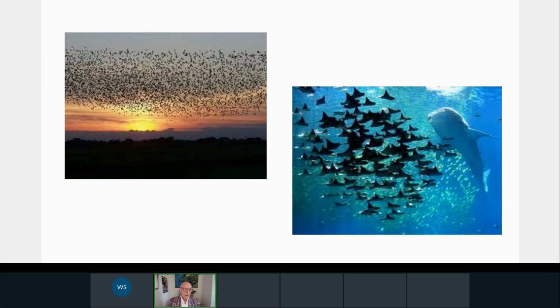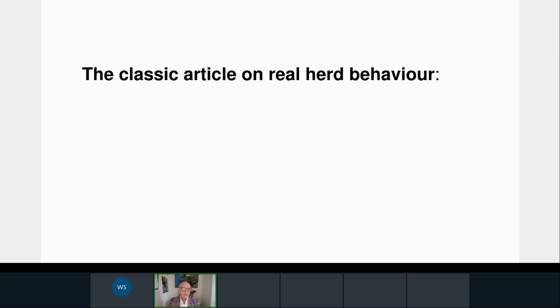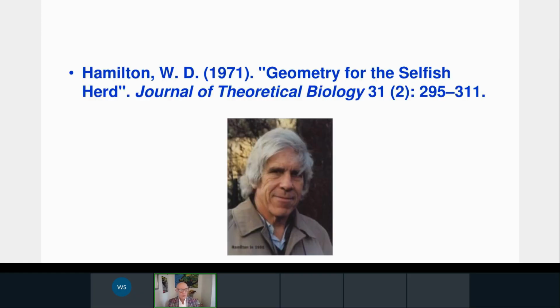So here's a scientific question that you may never have considered. When you look at the sky, you'll take it for granted. You often see flocks of birds like this, but why do they cluster together? If you look under the surface of the river or the ocean, why do fish cluster together? What explains that? The classic article on herd behavior was written by a very good applied mathematician, a mathematical zoologist called W.D. Hamilton.